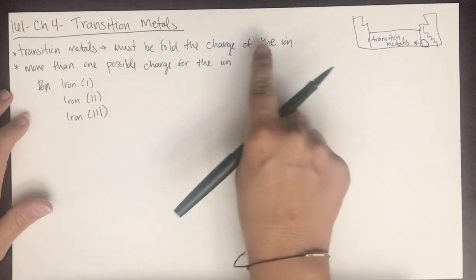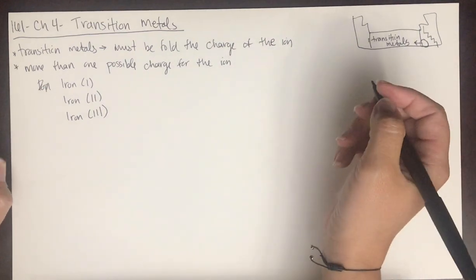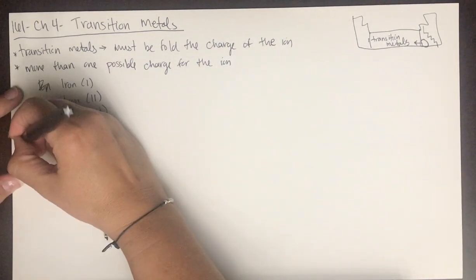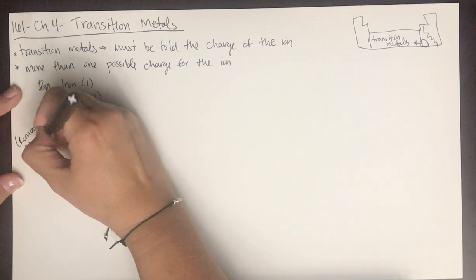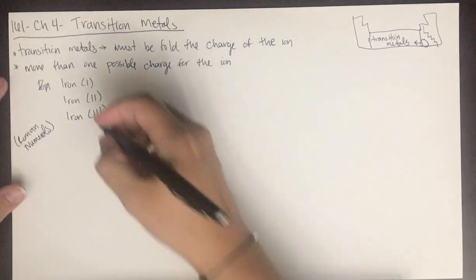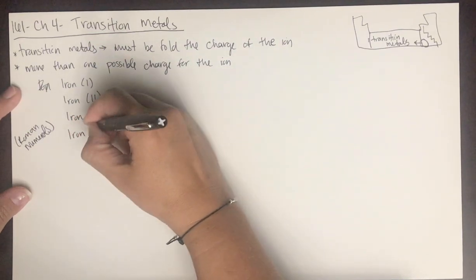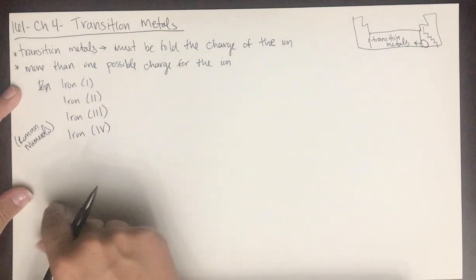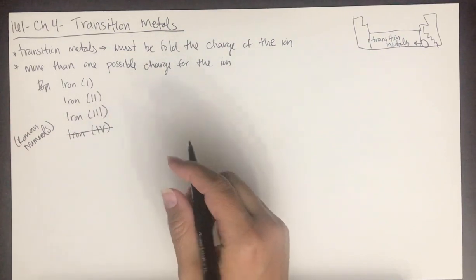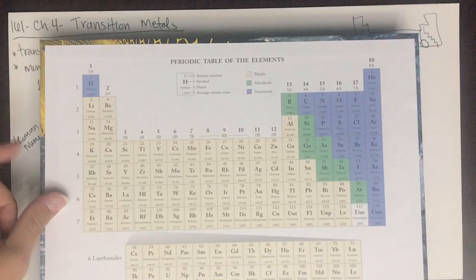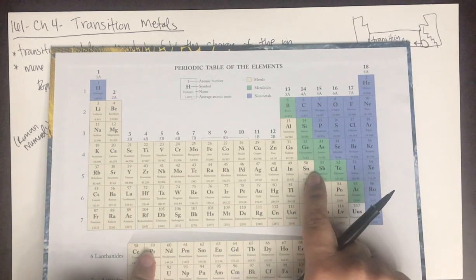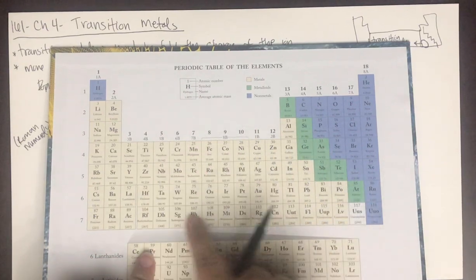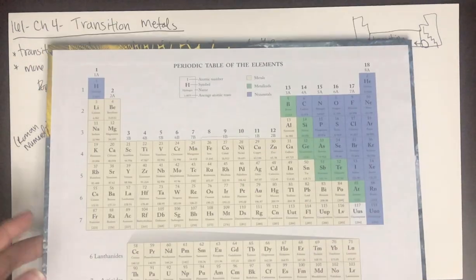So we have to be told the charge of the ion, and we're told in Roman numerals. If there was an iron 4, which there's not, it would look like this. But again, iron 4 is not a thing. But there are some ions that have a 4, like there's a lead 4, I think there's a tin 4, there are different ones that have a charge of 4.